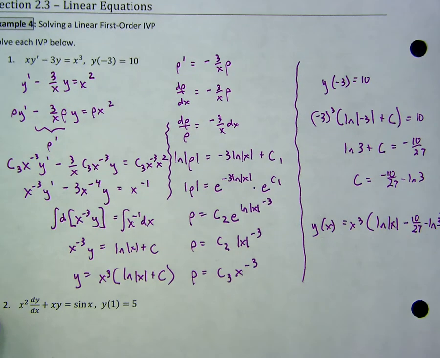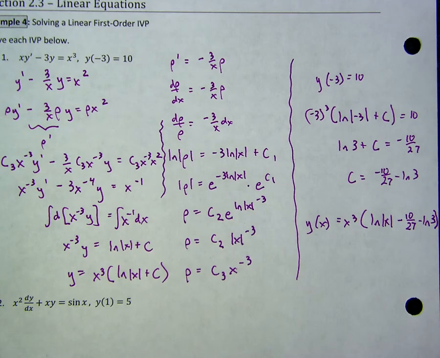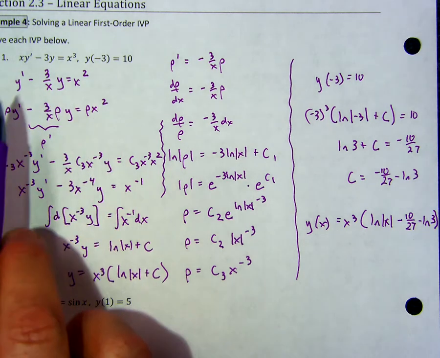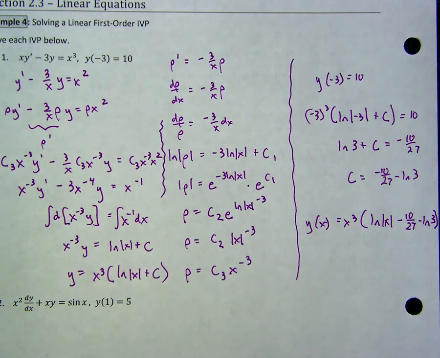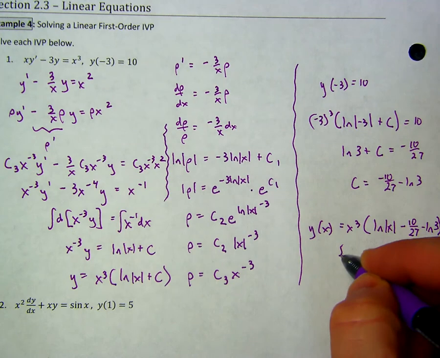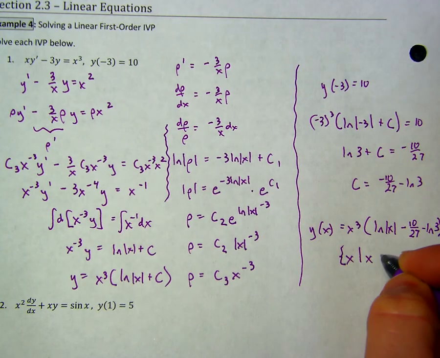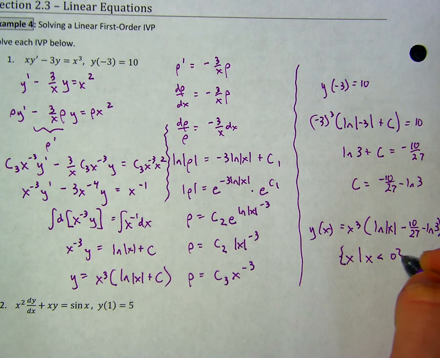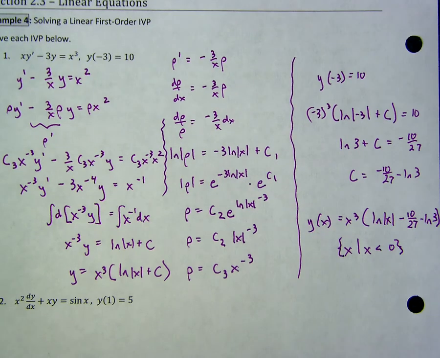Now one thing I did not write down for myself is the domain of this, so I have to think about this a little carefully. We have a discontinuity at 0 here, right? And you'll see that here we divided by x, so we introduced a discontinuity at 0. And so this function is not continuous at 0, so this is not a solution for all real numbers. Since our initial x was negative 3, our domain here would be x as long as x is less than 0, left of that discontinuity.